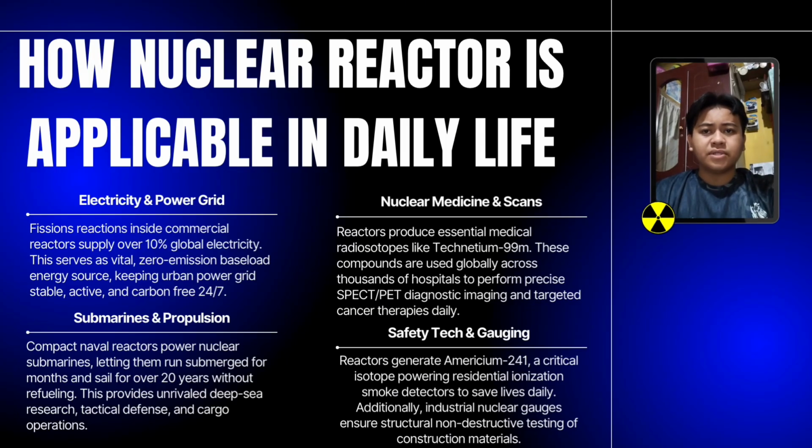The reactor generates americium-241, a critical isotope powering residential ionization smoke detectors to save lives daily. Additionally, industrial nuclear gauges ensure structural non-destructive testing of construction materials.